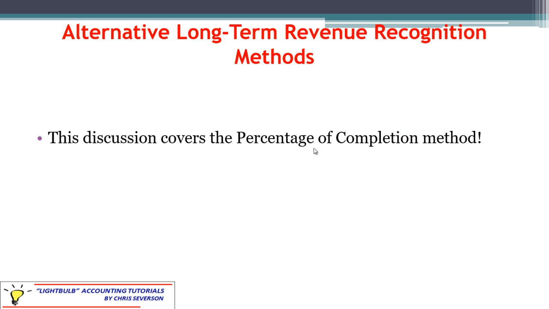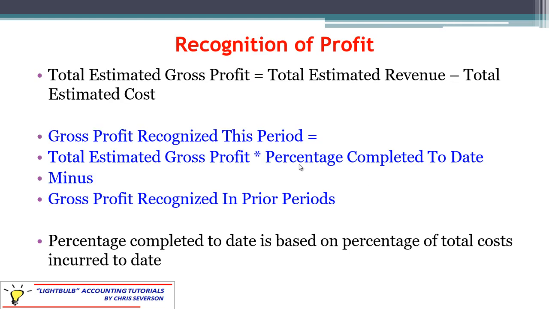Again, this discussion today covers the percentage of completion method. So here we have a couple of things we need to calculate and determine. When are we going to recognize profit and when are we going to recognize revenue? That's really the key thing with these calculations with percentage of completion, which arguably is the most complicated of this group. Of these four that we've talked about, this one is the one that takes most of the calculations. So let's take a look at profit first.